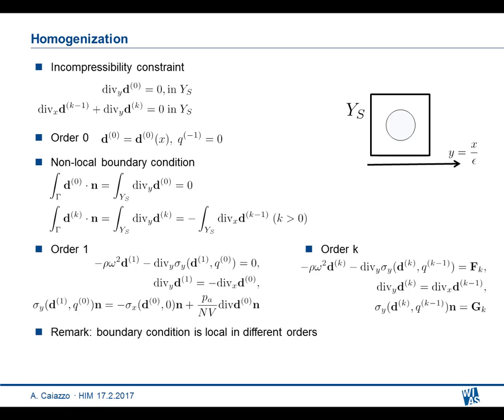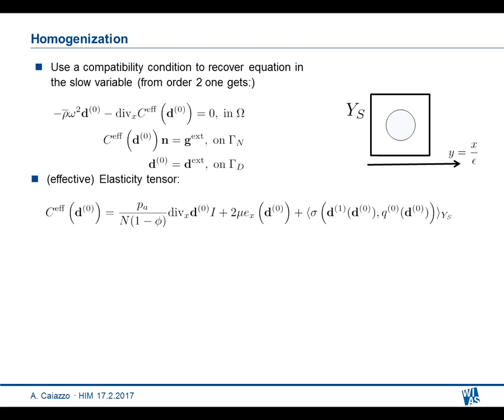So how do we close the system? You have to use a compatibility condition, which means your integral of the volume forces in each order must be equal to the integral on the boundary of the boundary forces. So this allows you to write an effective equation in different orders. For example, for the leading order, which is the one we are interested in, we obtain this equation. So now it's only d0 appearing.